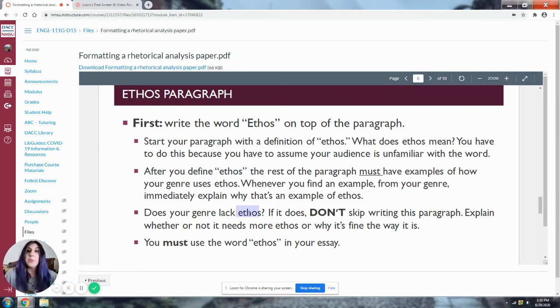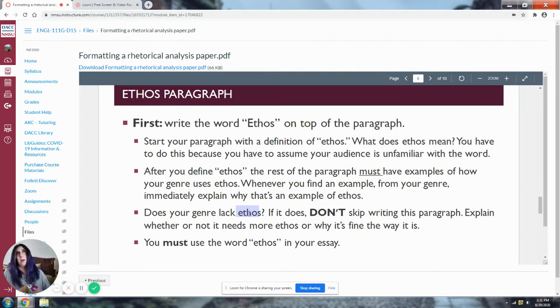Does your genre lack ethos? Sometimes it does. Don't skip this section. That would hurt your grade. Instead, explain whether or not it needs more ethos or why it's fine the way it is. That helps you analyze the conventions of the genre a little bit more. For example, a song is not going to be referencing sources and research and well-known people constantly, right? Because it's the genre of a song. Its convention is to entertain and maybe invoke emotion a little bit more.